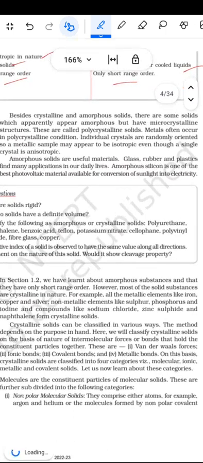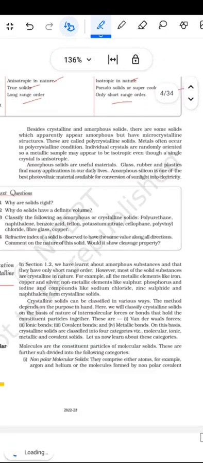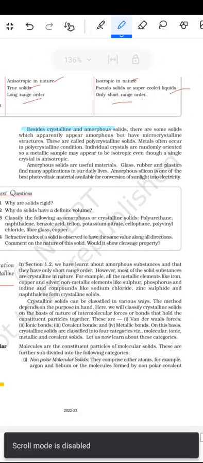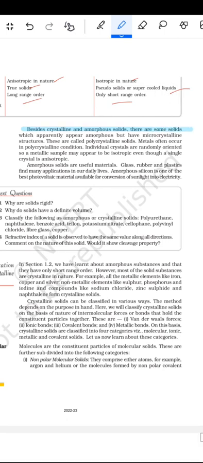NCERT writes that besides the crystalline and amorphous solids, there are some solids which apparently appear amorphous but have a microcrystalline structure. These are called polycrystalline solids. Metals often occur in the polycrystalline condition. Individual crystals are randomly oriented, so a metallic sample may appear to be isotropic even though a single crystal is anisotropic.